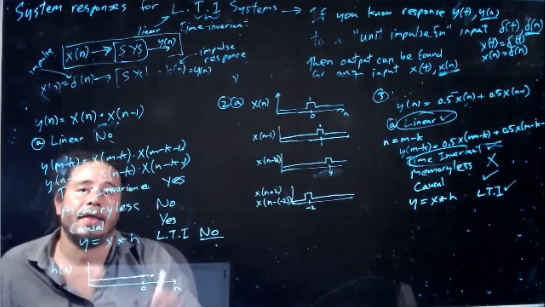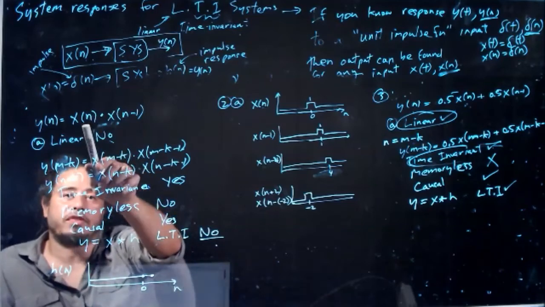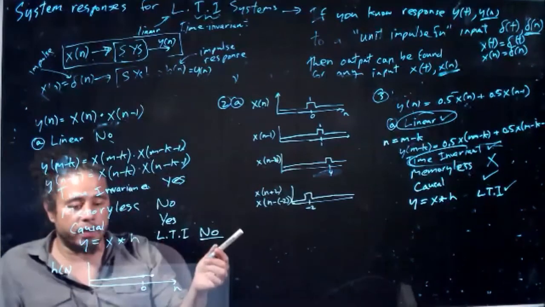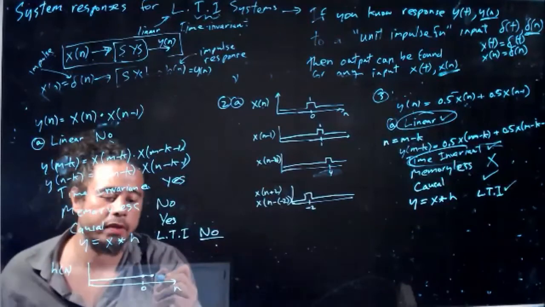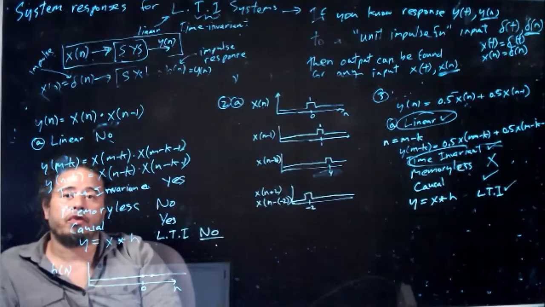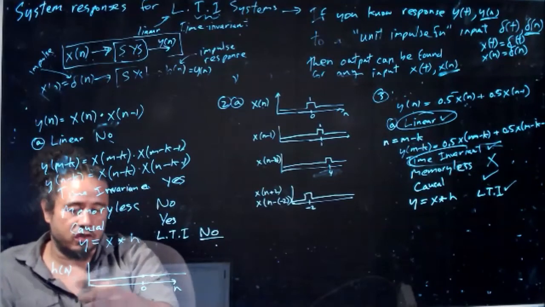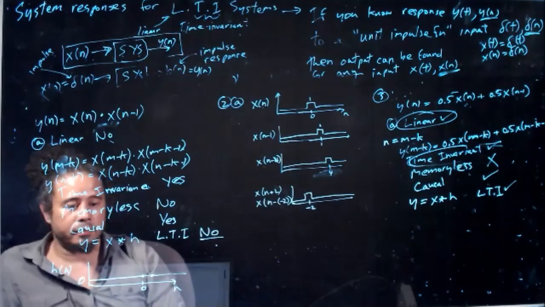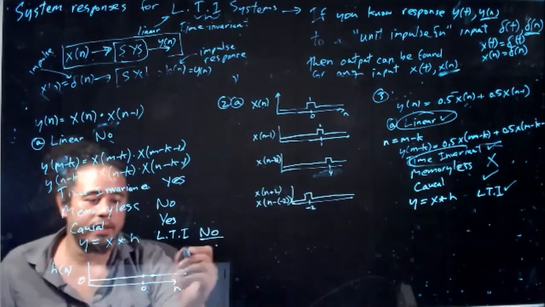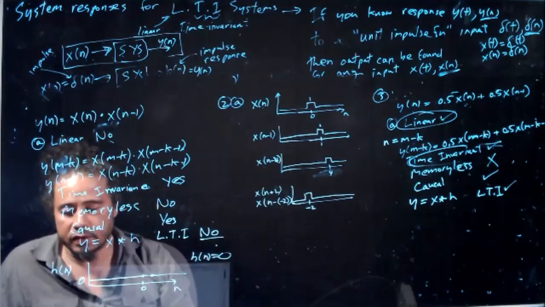And then for values of n that are two or greater, both of these terms, x of n and x of n minus one, are zero, and so of course we get zero when we multiply them. So weirdly, the impulse response for this system is actually zero for all time. So h of n basically is just equal to zero. That's what the impulse response is.